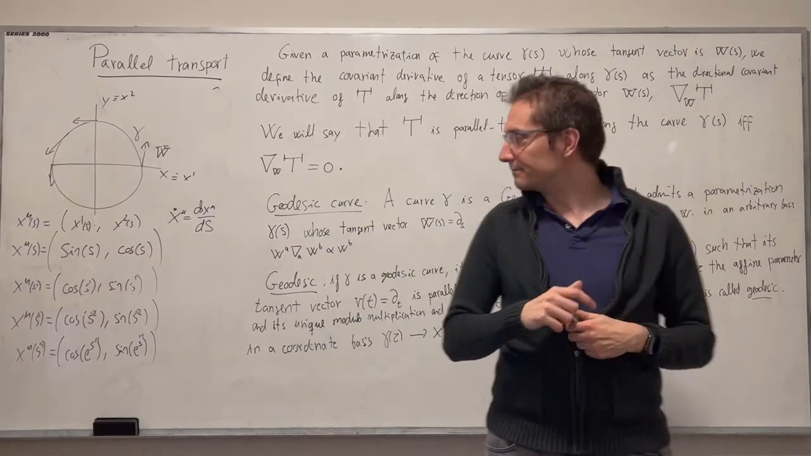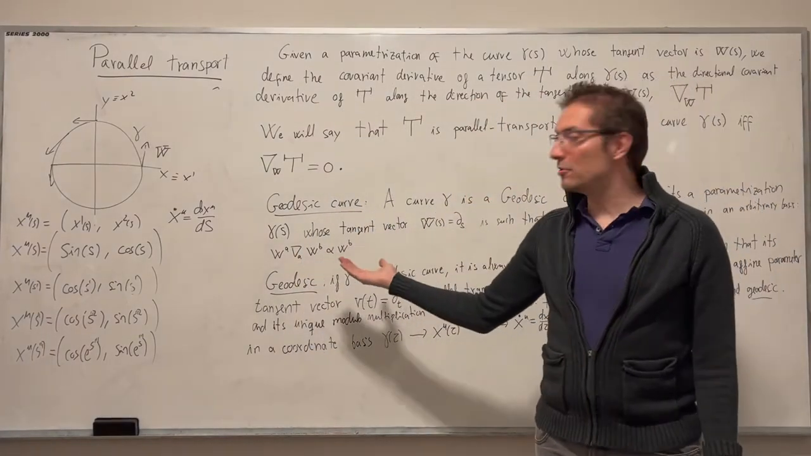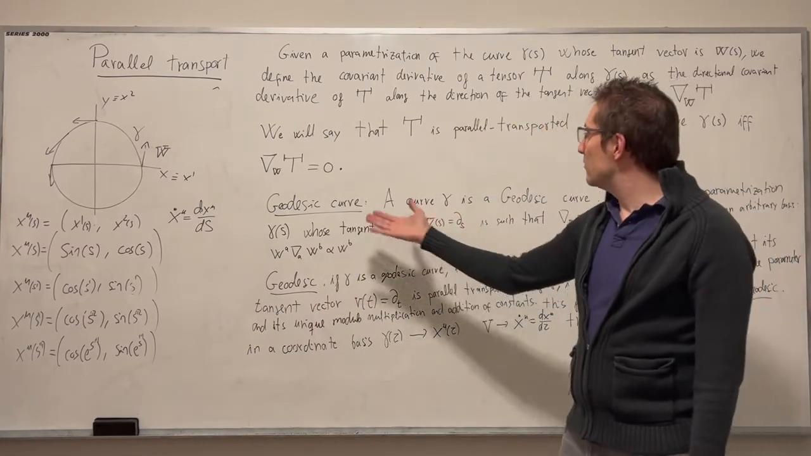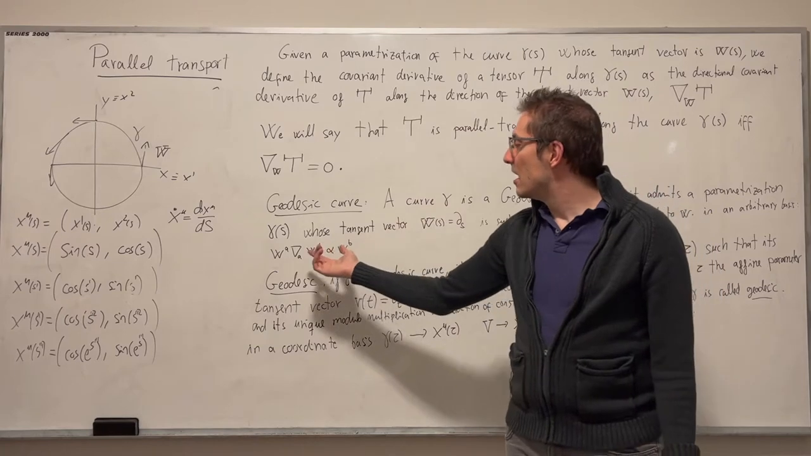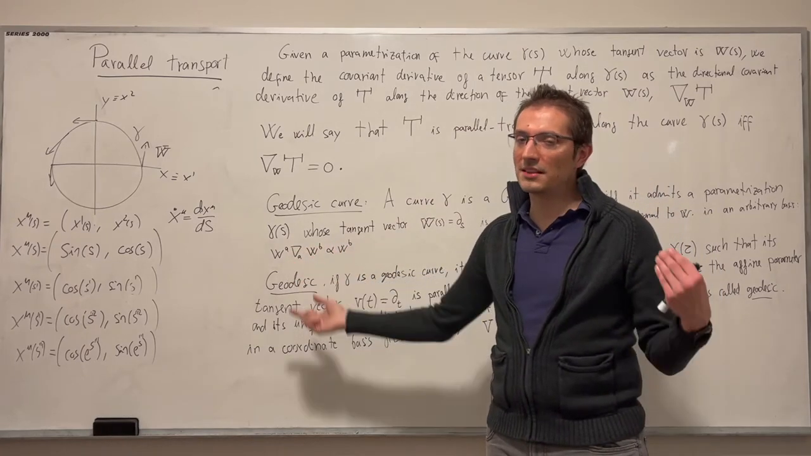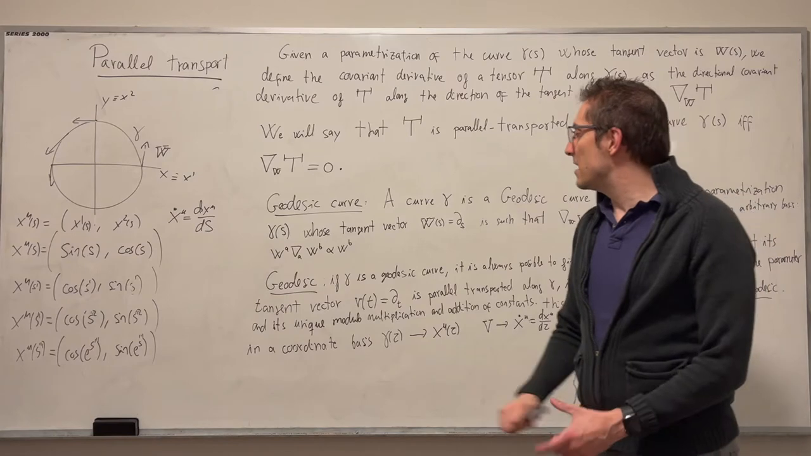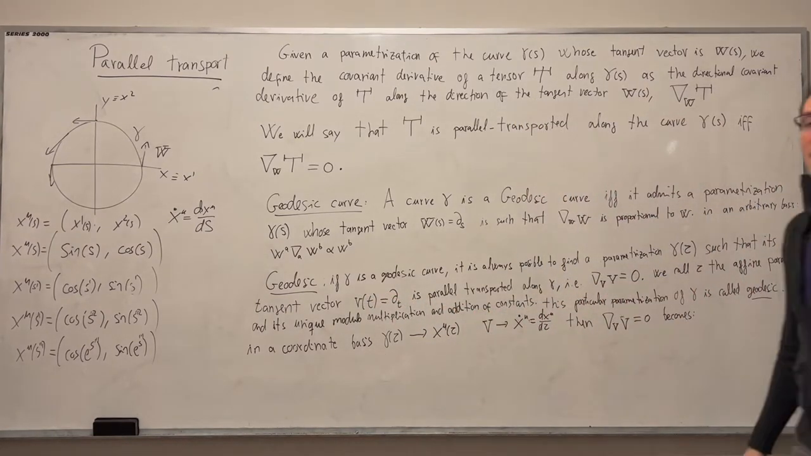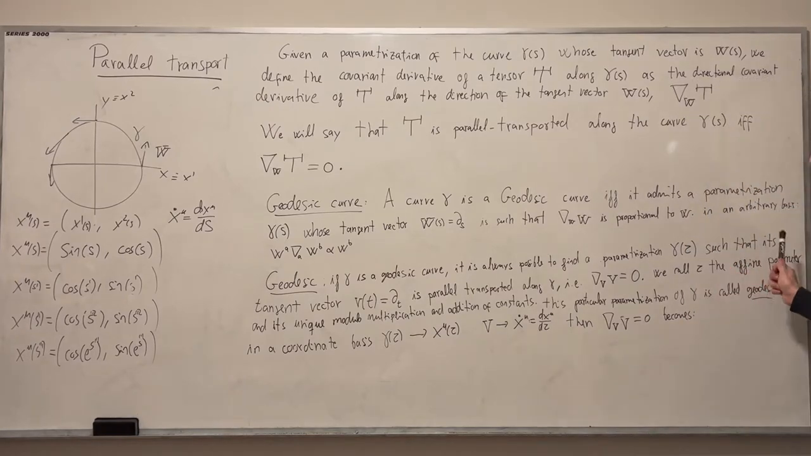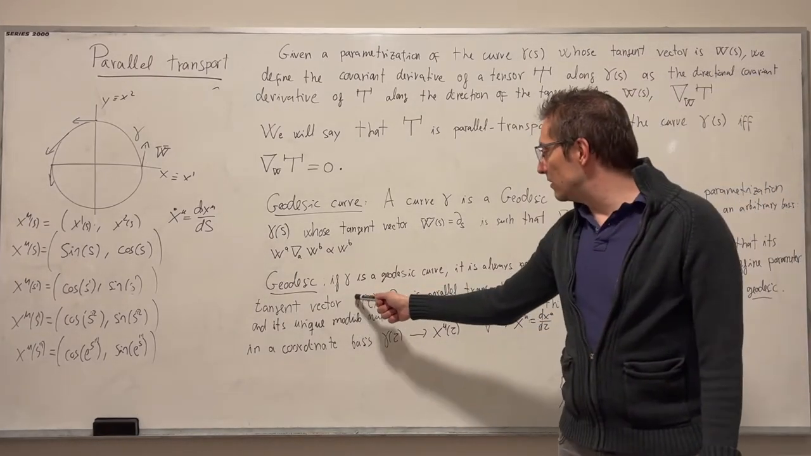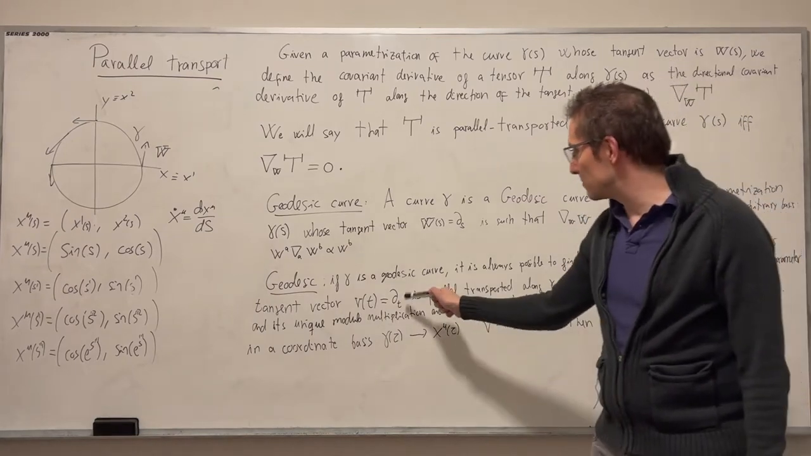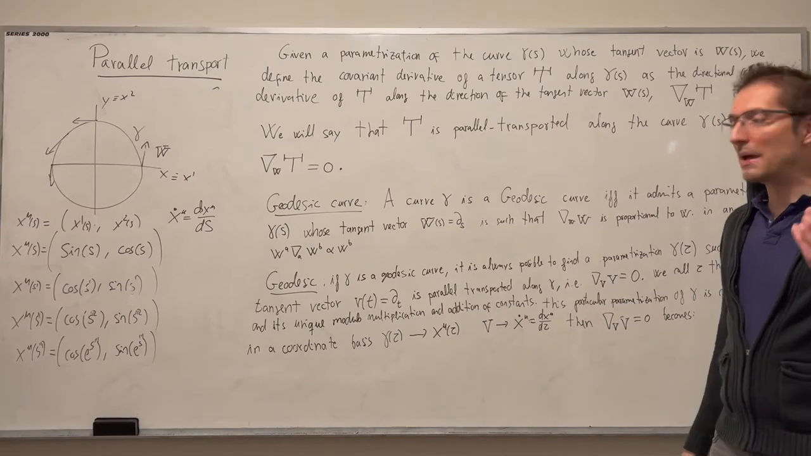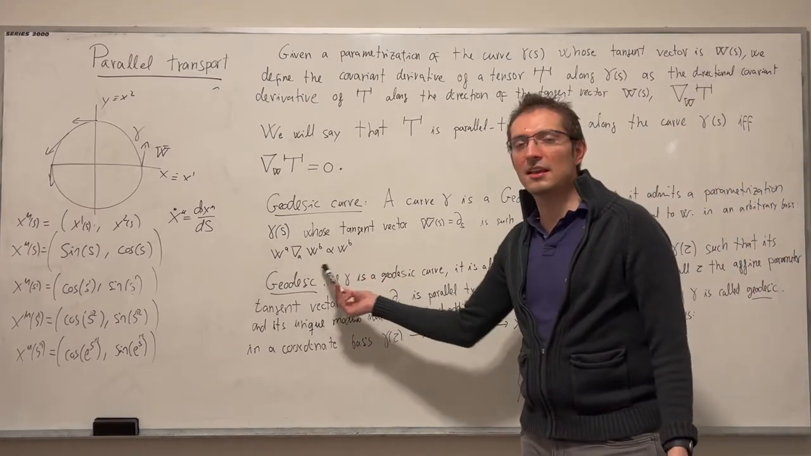All right? After defining the notion of geodesic curve, let's define the notion of geodesic. If the geodesic curve admits a parametrization for which the directional derivative of the tangent vector is proportional to itself, then we can always find a parametrization gamma of tau, a particular parametrization, such that the tangent vector, let's call it V of t in this particular parametrization, which is partial t, is parallel transported along gamma. So basically it's telling me that the proportionality constant here is zero.